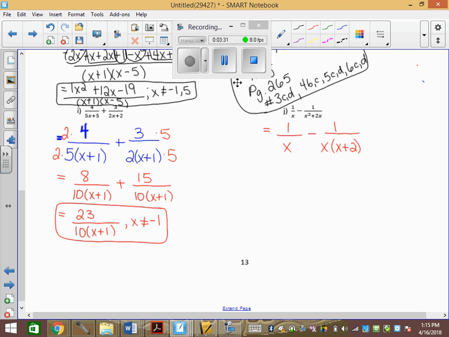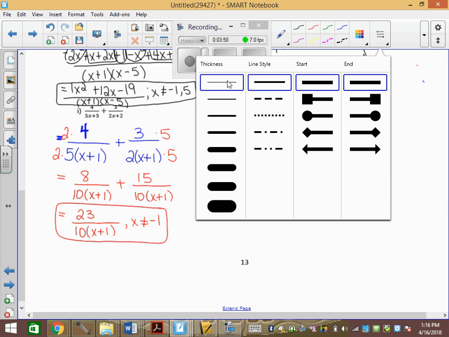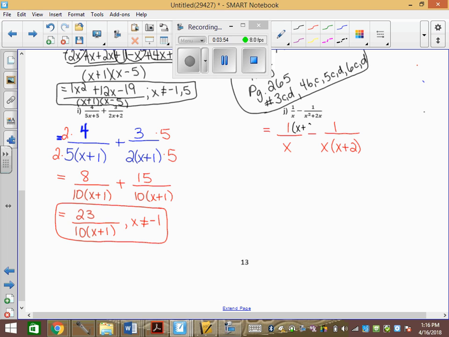Now what could I do? The right-hand side has x and x plus 2 in the denominator. The left-hand side has an x. What does it need? Times by x plus 2. My NPVs are 0 and negative 2.